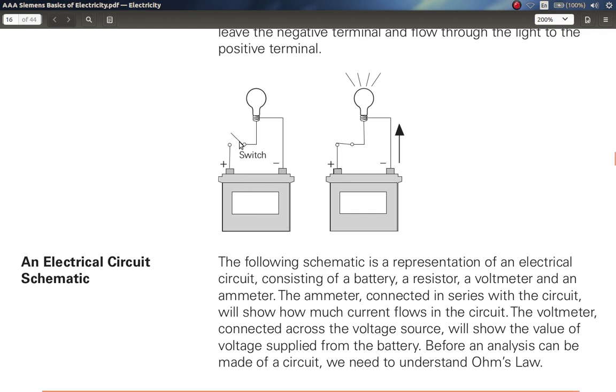The switch is open. No current can flow because you have a gap in the switch. When you close the switch, that means you switch the circuit on. Then electrons can flow through the wire, through the bulb, through the switch, round and round the circuit from the negative of the battery to the positive, and then the bulb will light.